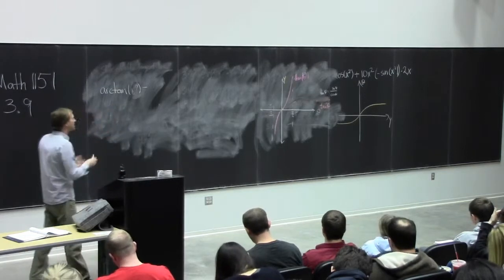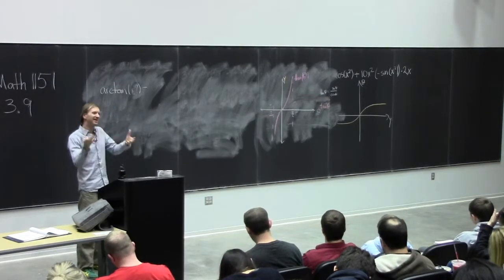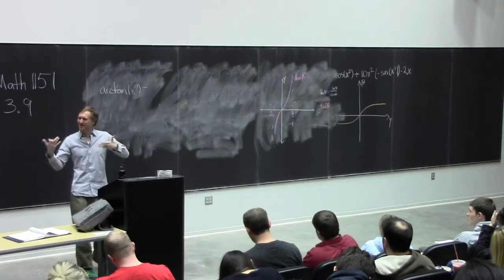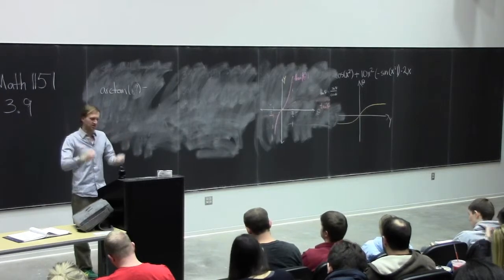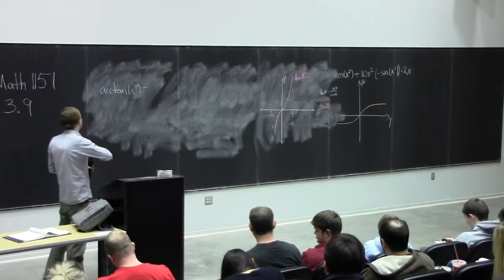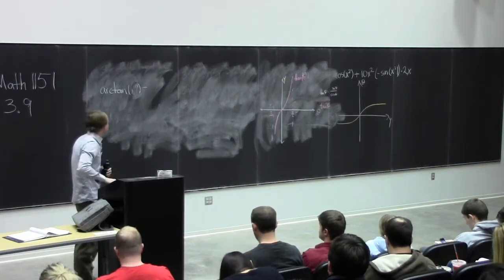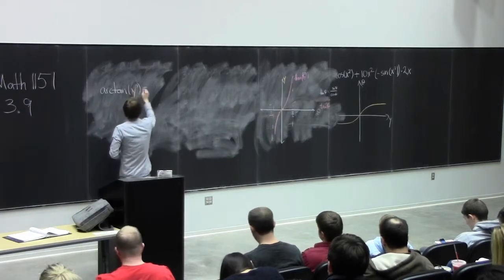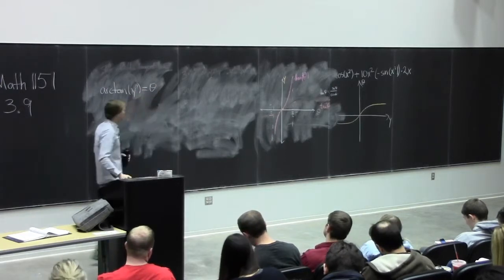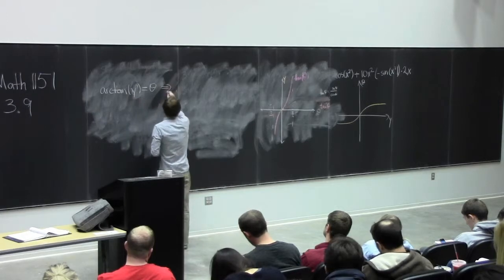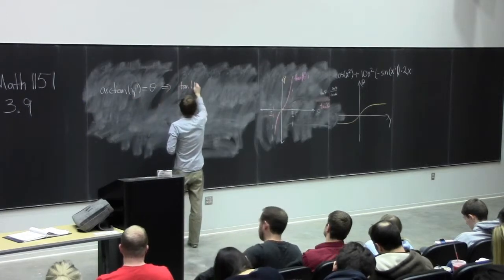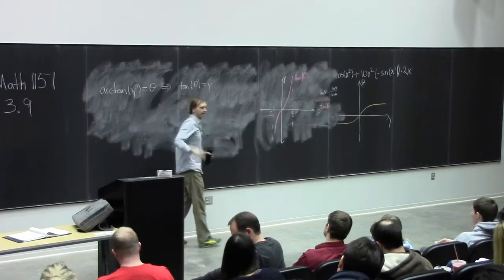You shouldn't put them on the same axis because they do different things, right? Conceptually. There's nothing mathematically wrong with them on the same axis. It's just conceptually kind of strange. So look, if arctan of y equals theta, that means that tangent of theta equals y.